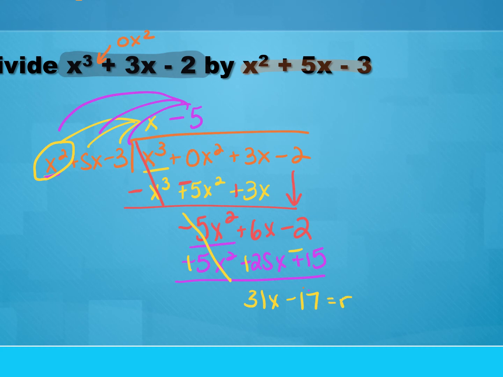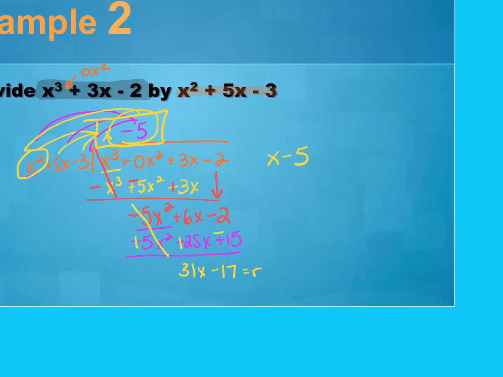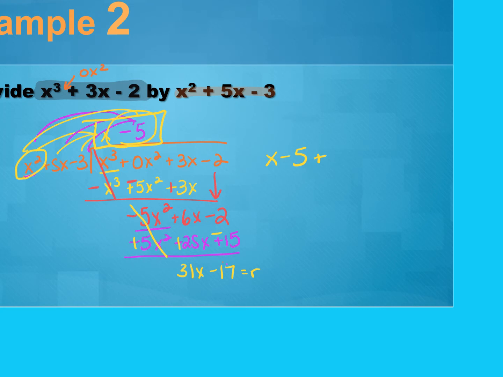How did you get the purple negative 5x squared? I multiplied this times the x squared. So you're multiplying each term, and then change your sign. So now my quotient is what's up here, x minus 5. My remainder, so this is a plus, is 31x minus 17 goes over x squared plus 5x minus 3.